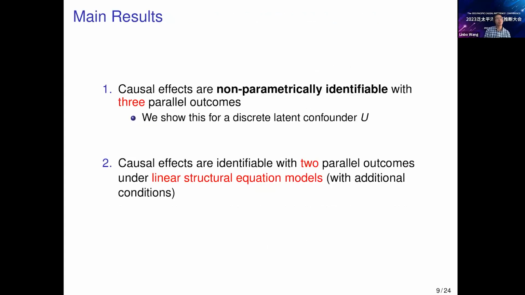Here's a nutshell of the main results under this framework. We show that under this parallel outcome assumption, as long as you have at least 3 parallel outcomes, the causal effects become nonparametrically identifiable. And if you are willing to make more parametric assumptions, such as linear structural equation models, then the number of outcomes you need for identification is reduced from 3 to 2. In other words, you can replace one of the parallel outcomes with the parametric assumptions.